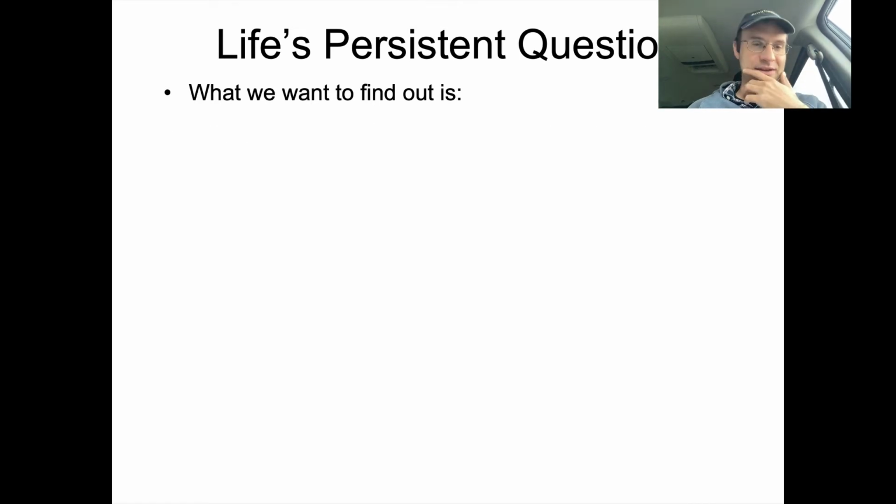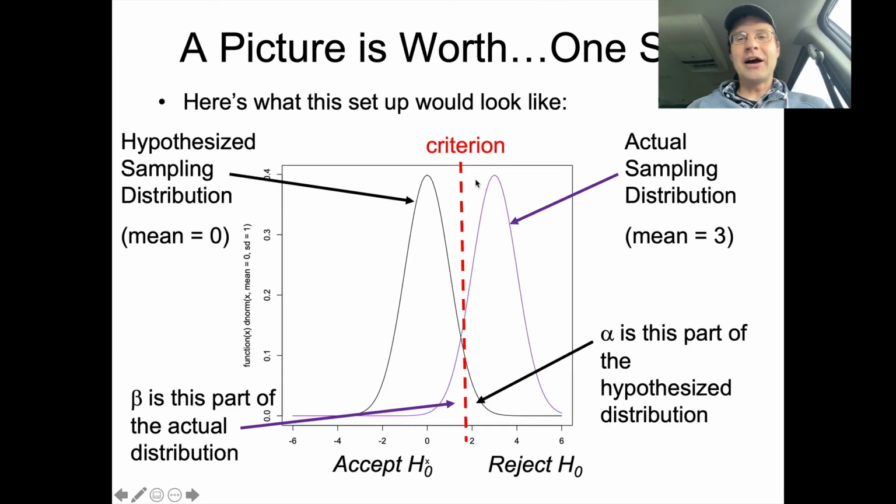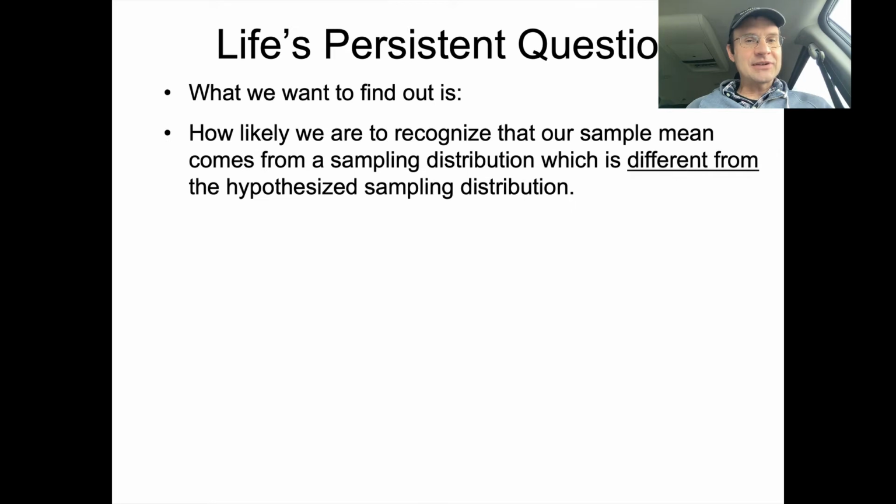So what we're trying to find out is how likely we are to recognize that our sample mean comes from a sampling distribution which is different from the hypothesized sampling distribution. And as I've said before, I'm going to simplify this a bit by making it not just different from the hypothesized mean, but greater than the mean. So if we do have a mean that's greater to some extent than our hypothesized mean, how likely are we to actually find out that that's the truth? That's the big question that we're trying to answer by doing power analysis.